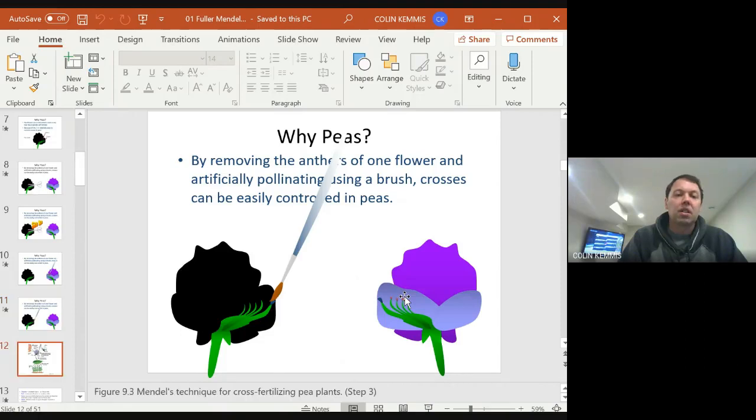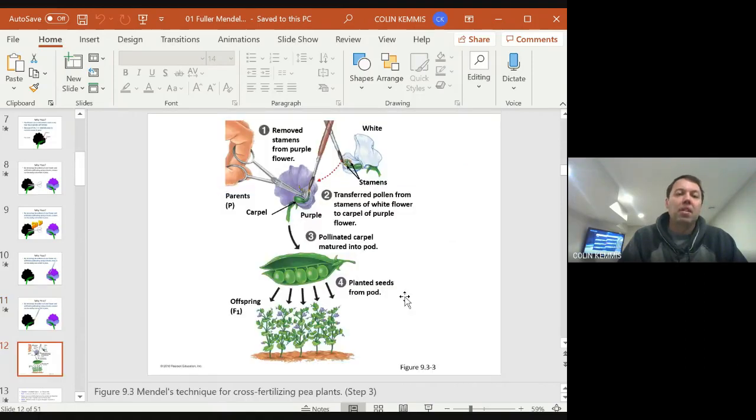Here's a diagram from the book that goes through the different steps there as well. You cross a purple and a white flower. You take the pollen from the white flower and move it onto the purple, and then you can grow peas. So this flower would then develop into peas, and you could plant those and figure out what color all the first children, or the F1, the filial generation one, their offspring, would be. What color flowers would those have? And if they're all purple, then you know purple is dominant to white.